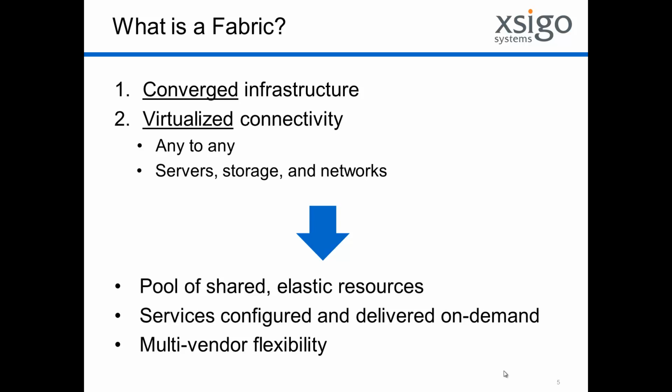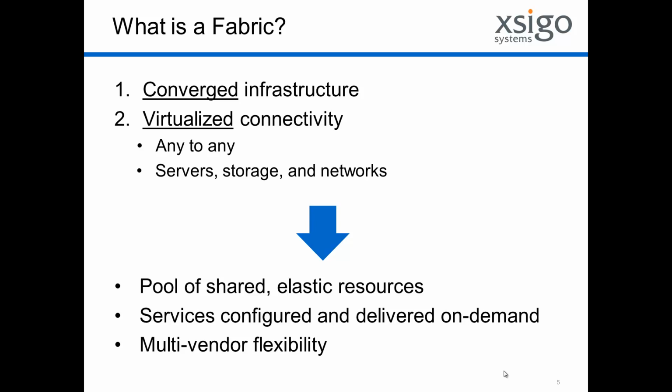So what that fabric does for you is give you a pool of shared elastic resources. Once I can connect anything to anything, I can now take a group of servers and I can say, you're my web servers today, and these are my database servers today, or these servers are serving this customer, or these servers are serving that project. And when things change, all those assets can be reallocated. So it's a pool of resources that I can dynamically assign.